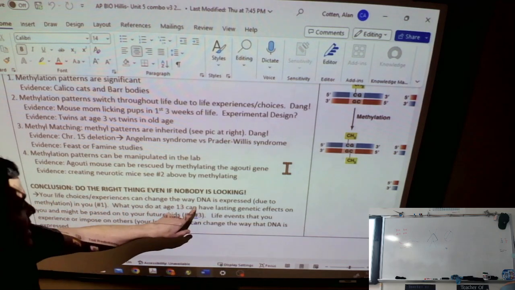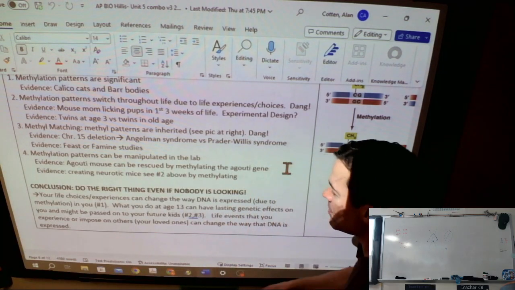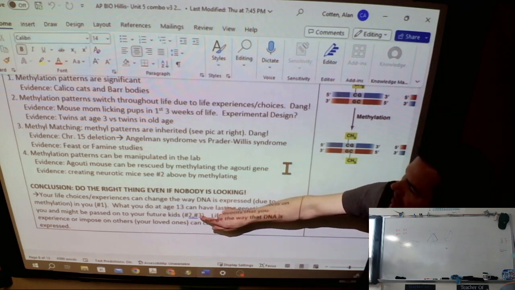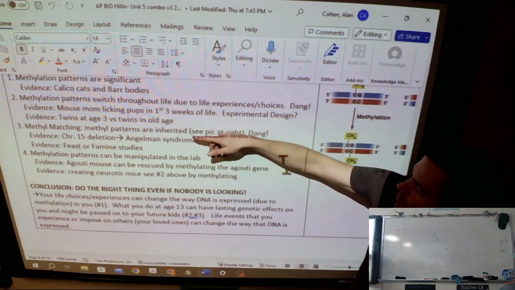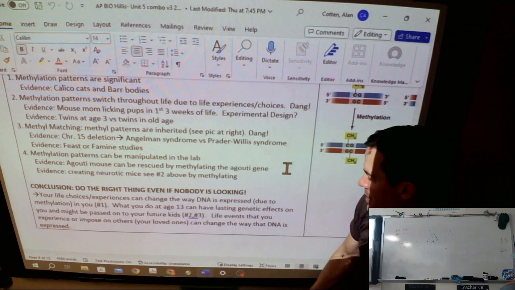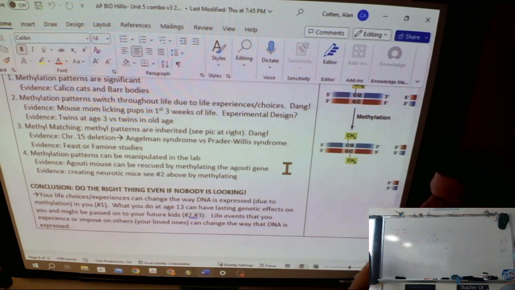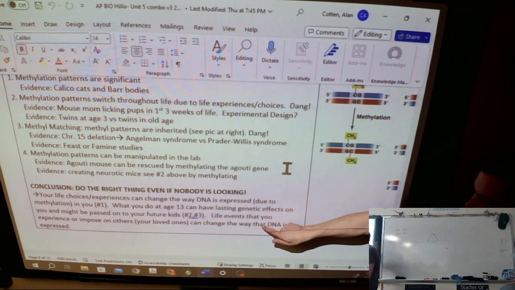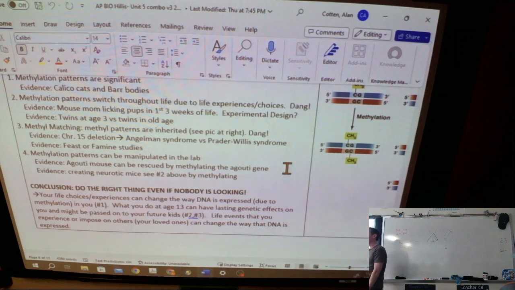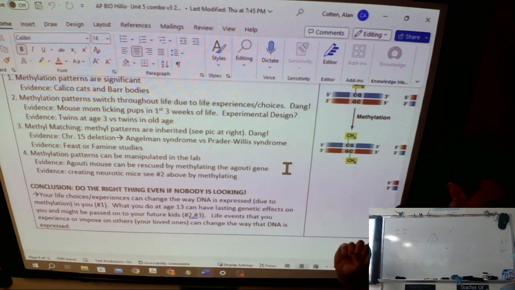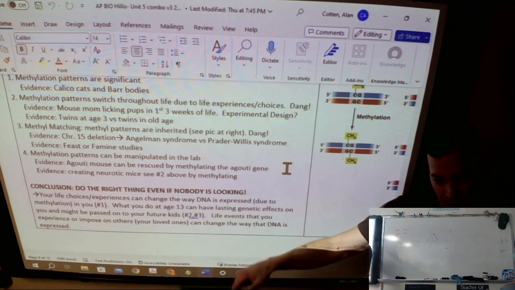What you do at age 13 can have lasting genetic effects that might be passed on to future kids, kind of like teenage binge drinking and moms licking their pups and stuff like that. Life events that you experience or impose on others can also change the way that DNA is expressed. So how I treat other people is turning genes on and off in them. So be nice.